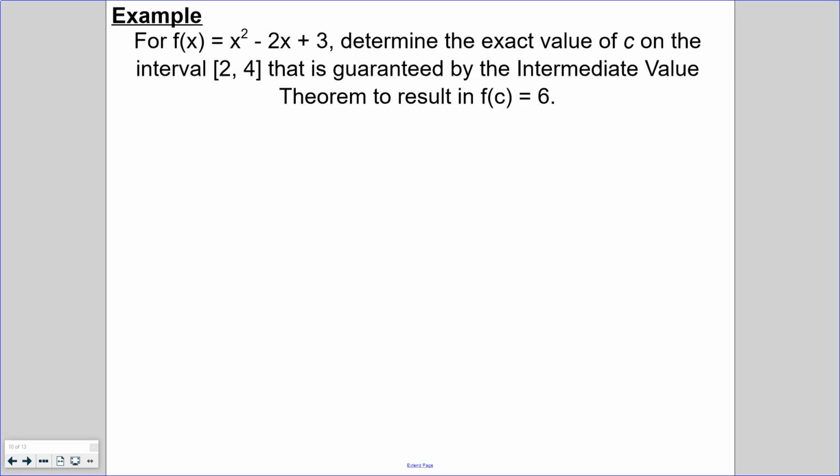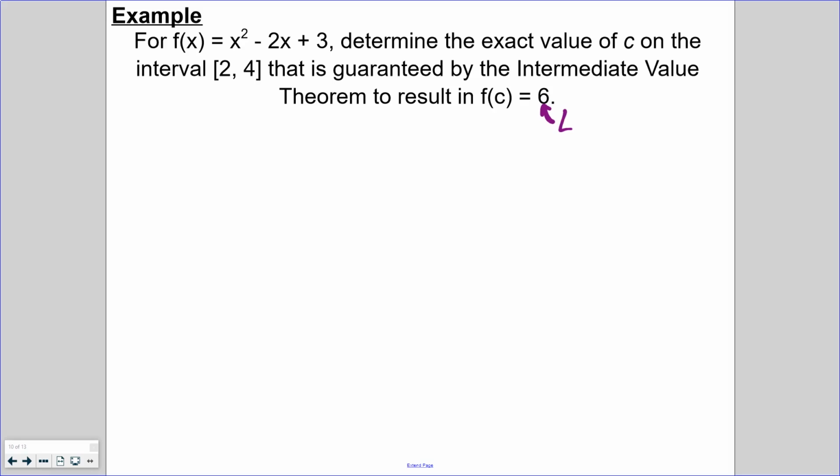However, we are trying to find the c value here. So let's identify a couple things. First, we want to figure out when f of c equals 6. So this time our L is 6. So we're trying to find the input value that gives us 6. So let's take a look.